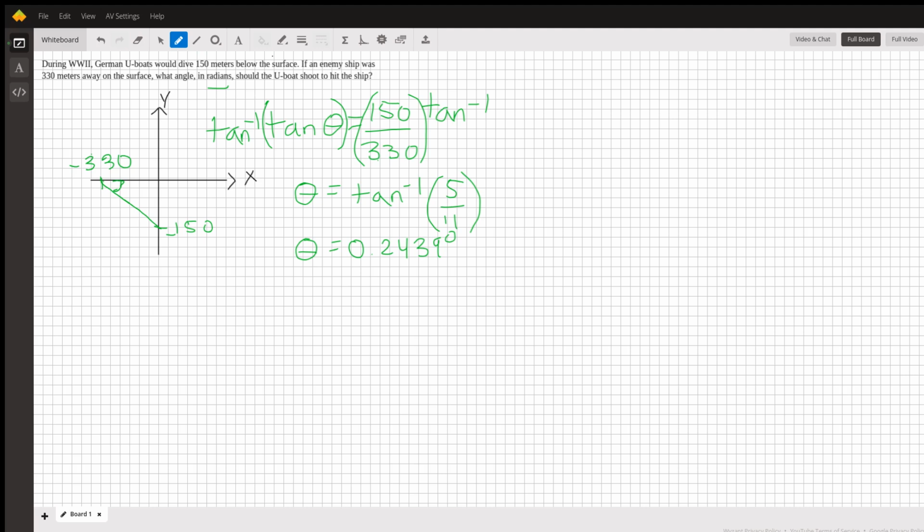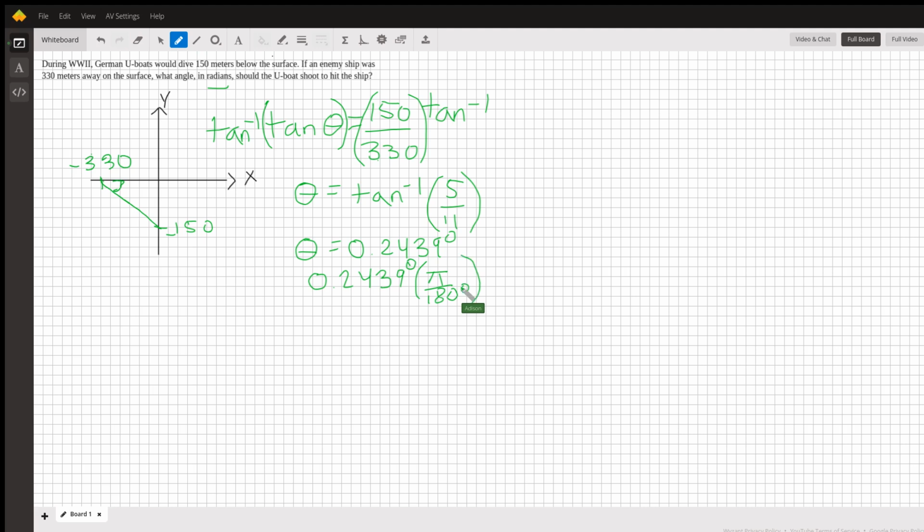in order to do that, we need to convert it to radians. Now, in order to convert to radians, what we have to do is we have to multiply by pi over 180. Now, in trigonometry, pi is the symbol for radians, and it is equivalent to 180 degrees. So if we were to multiply this number, 0.2439 degrees, times pi over 180 degrees, that'd be the same as multiplying it by 1.